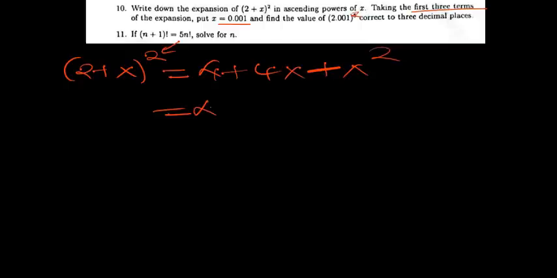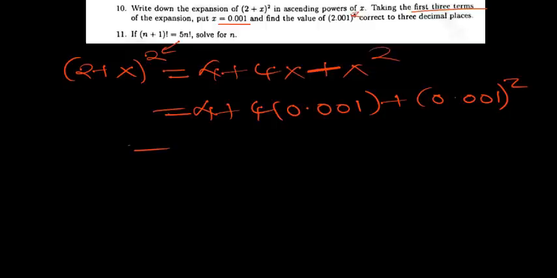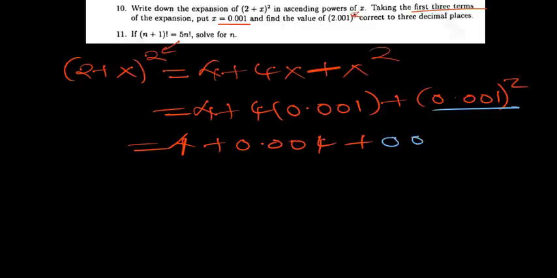So we have 4. Where there's x, we're now going to put 0.001 plus 0.001 squared. So you have 4. And then 4 times that would just be 0.004. Now 0.001 to the power 2. How many zeros do we have? We've got 5, so it will now become 6.